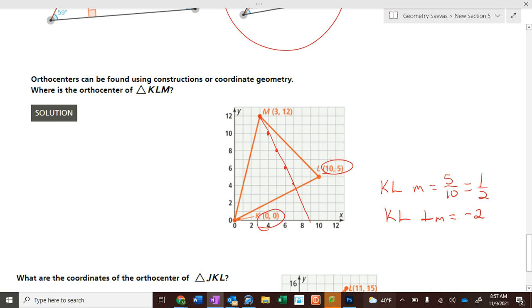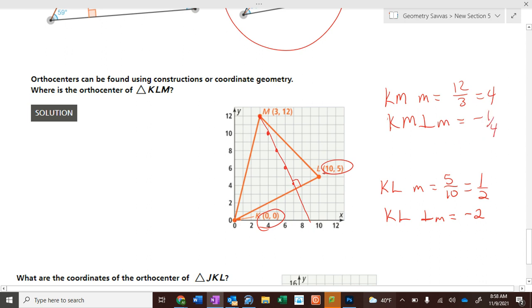Okay, that's that altitude. Now I got to draw another altitude. So let's find the slope of KM. What's the slope of KM? I rise 12, run to the right of 3. So what's its slope? 12 over 3 is what? 4. So then the perpendicular to KM, what's its slope going to be?